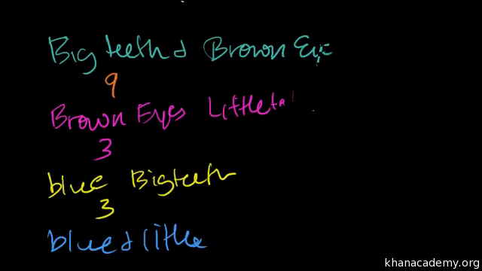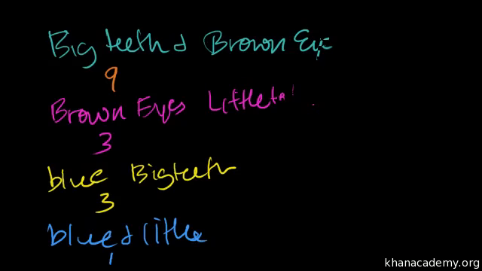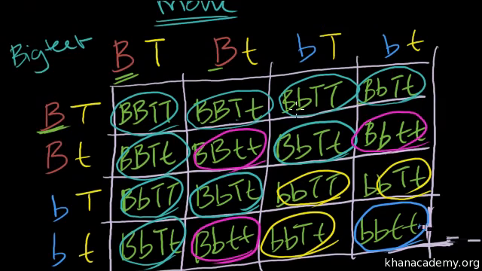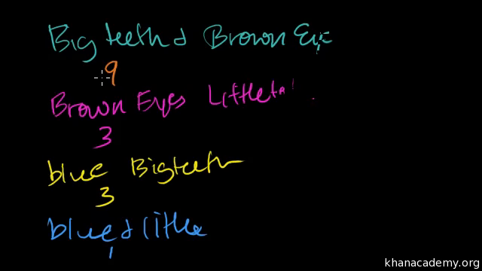So if you look at this and you say, hey, what's the probability? What's the probability of having a big teeth, brown-eyed child? And these are all the phenotypes. There are 16 different possibilities here, right? There's 16 squares here. 9 of them describe the phenotype of big teeth and brown eyes. So there's a 9/16th chance. So it's 9 out of 16 chance of having a big teeth, brown-eyed child. What's the probability of a blue-eyed child with little teeth? 1 in 16.